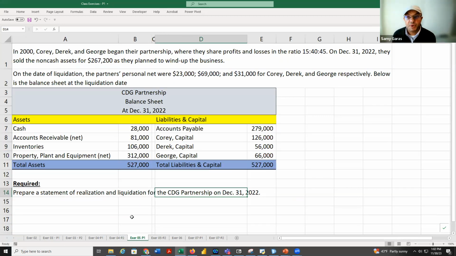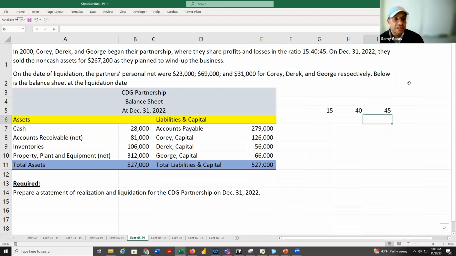Exercise 5, we have three partners, Corey, Derek, and George, and they make the ratio 15 to 40 to 45. If we add all of them, we get 100. So now, the ratio for the first partner, 15% for Corey. The ratio for the second one, 40% for Derek. The ratio for the third one, 45% for George.